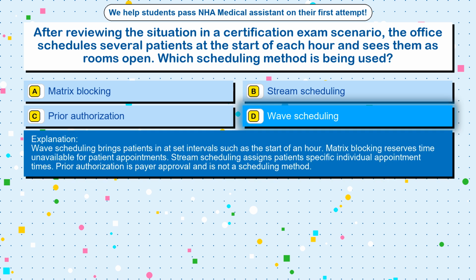Wave scheduling brings patients in at set intervals such as the start of an hour. Matrix blocking reserves time unavailable for patient appointments. Stream scheduling assigns patients specific individual appointment times. Prior authorization is payer approval and is not a scheduling method.